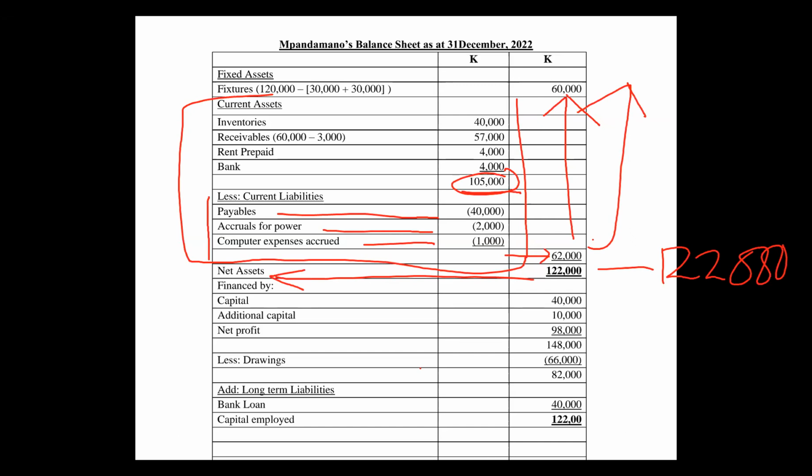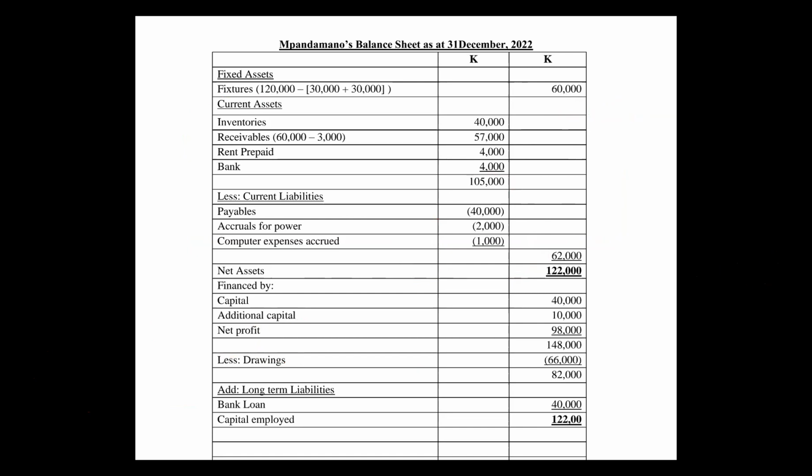Remember now, the accounting equation that we are following is assets minus liabilities is equal to equity, which we call capital. This is called net asset: asset minus liability. So check now the other part. We need the part which has the capital. You can say financed by capital, that capital you have in the question, plus additional capital. Then you also add the net profit, you have 148,000. From here, you should subtract the drawings. We had said the drawings go in the balance sheet. Once you do all that, you remain with 82,000.